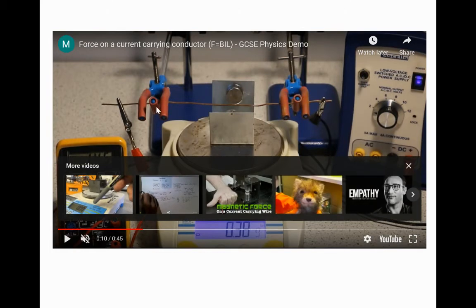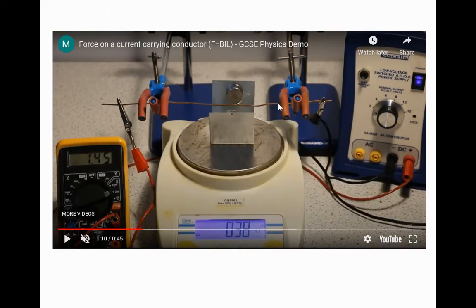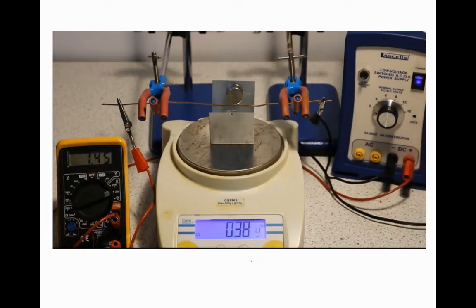So here you can see we have a wire, a copper wire that's connected to a power pack, and it's on a scale. And there are magnets here. At this point in the video, you can see the scale reads 0.0 grams. There is no reading. The power is off. If I press play and we turn the power on, you can see what happens.